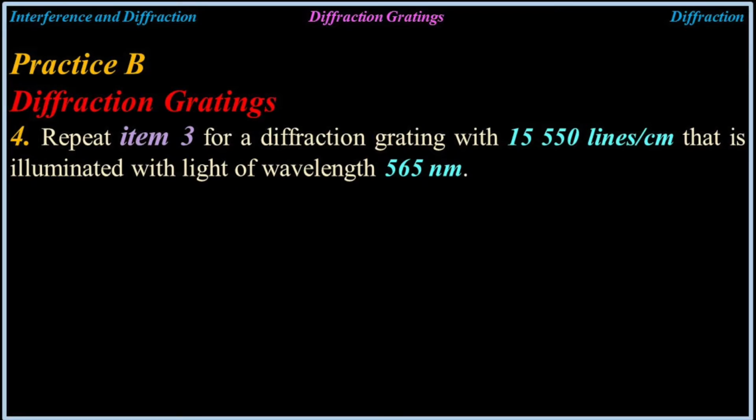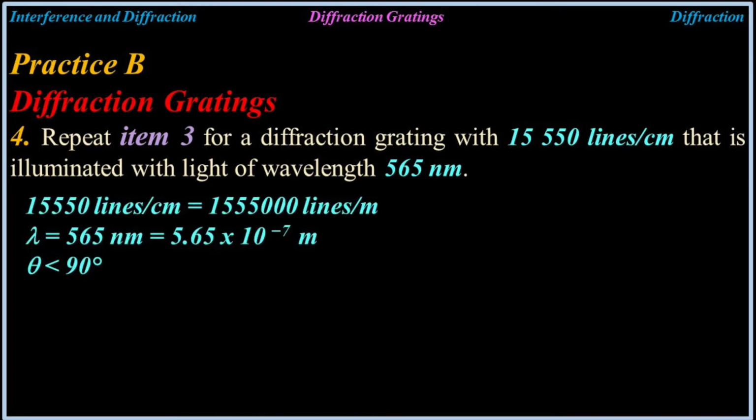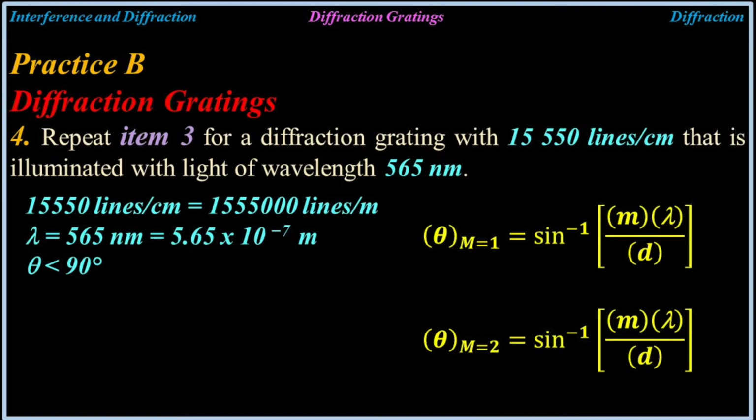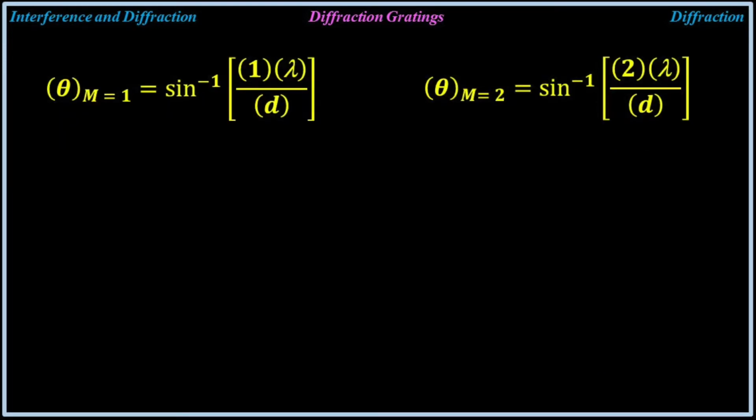Number 4, repeat item 3 for a diffraction grating with 15,550 lines per centimeter that is illuminated with light of wavelength 565 nanometers. Make sure you convert everything to meters. That's what is given. Notice things are changed to meters. That is the equation. That is the equation for m equals 2. See very little difference, of course.